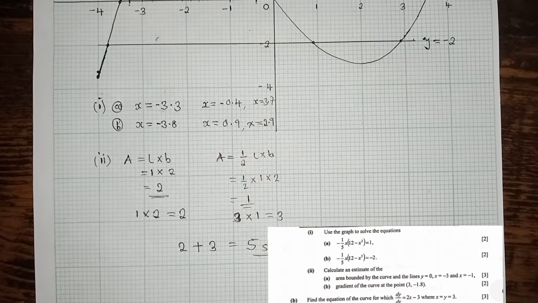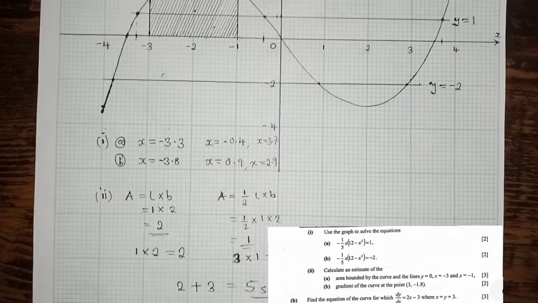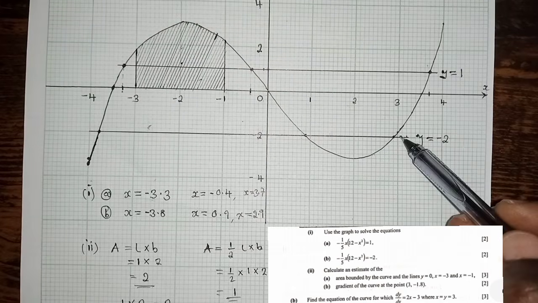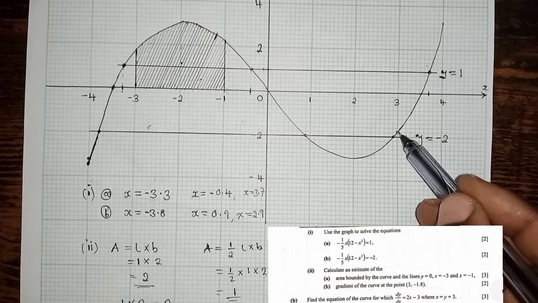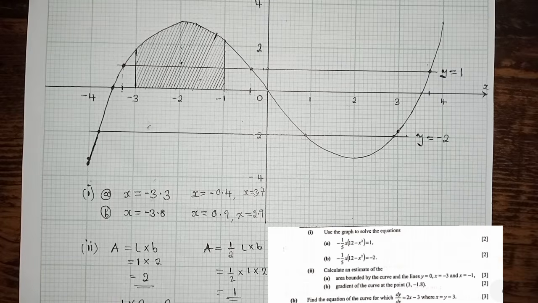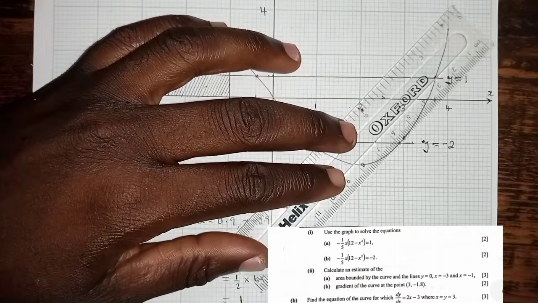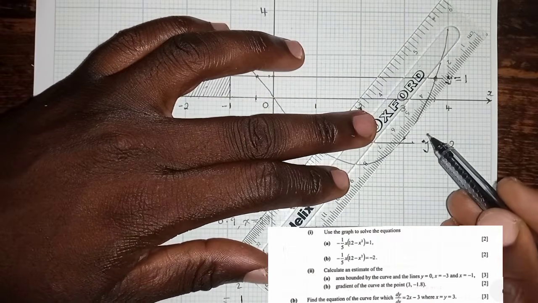All right, so we're done with this one. We go to the next question. We have been asked to calculate an estimate of the gradient of the curve at the point negative 3, negative 1.8. So you go to that point. Negative 3 is over here, negative 1.8 is somewhere right here, okay? This is negative 1.8. So what you do, if you want, you can use the idea of calculus. If you don't want to use calculus, you can just go to that point and make a line like this.